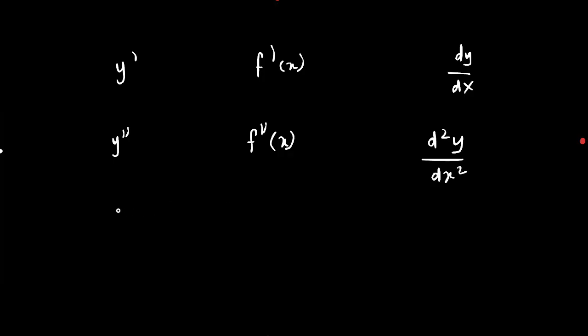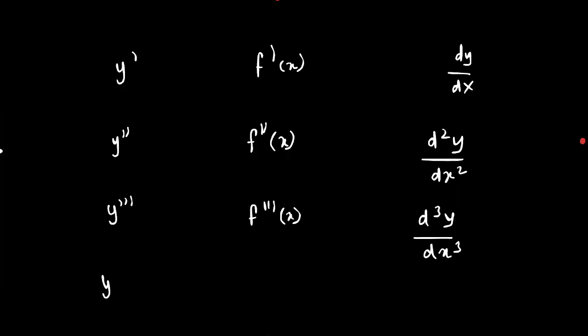Now, the third derivative, as you may guess, we can denote as y prime prime prime, f prime prime prime of x, and here this would just be d cubed y dx cubed. Now, if for whatever reason we need to start taking even higher order derivatives, like the 12th derivative, for example, you can see how writing 12 primes could become very tedious.